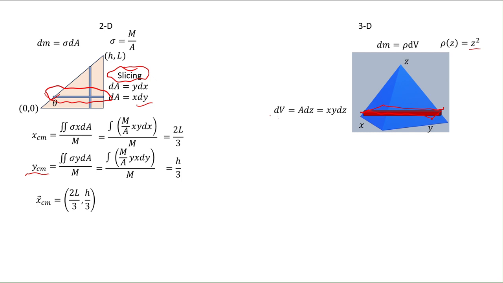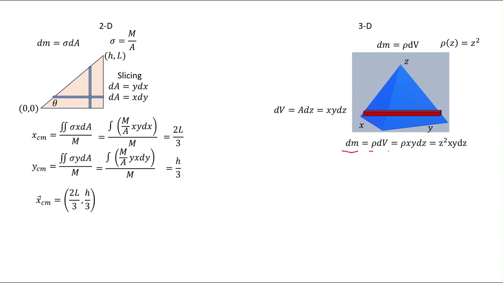So what's dV in this case? dV is the area of those squares, A, times dz. And what's the area of the squares? X times y. So you could think of each one of these as having a little bit of height, dz. So the advantage of slicing horizontally is that on a horizontal slice, z is a constant.